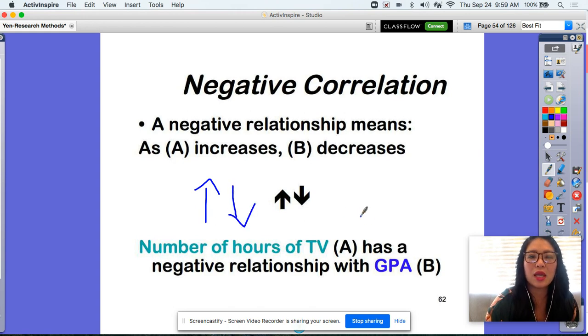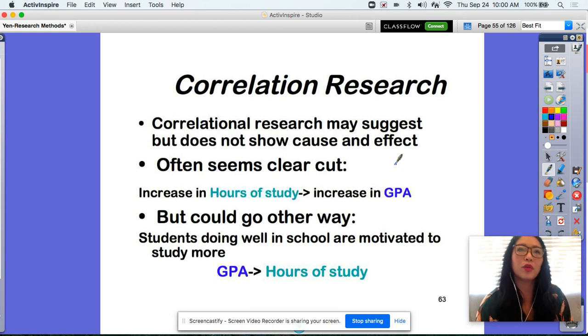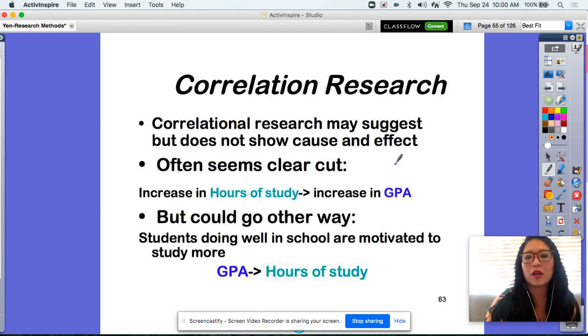Okay, if I was to say the more you exercise, the more you lose weight, this now becomes a positive correlation. But if you word it like the more you exercise, the lower your body fat, that now becomes a negative correlation because it's going the opposite way. Okay, so a lot of times it sounds so clear cut, right? Like, well, of course you exercise, you're going to lose weight. Or, of course, the more you study, the higher your GPA.